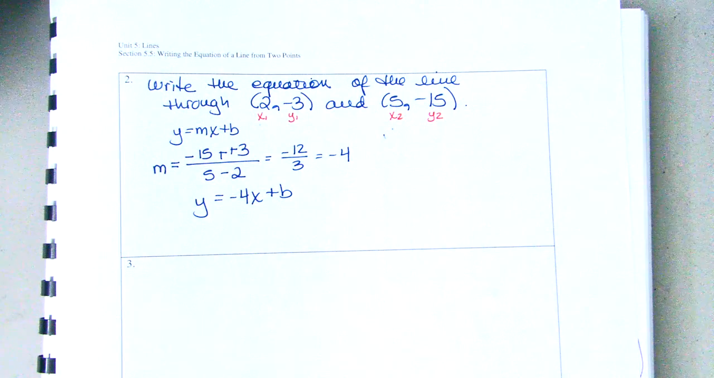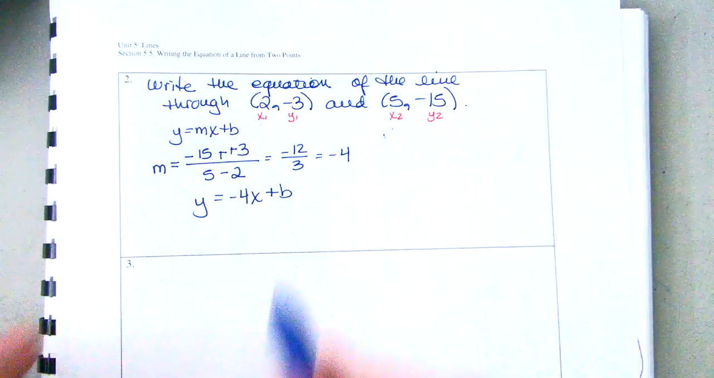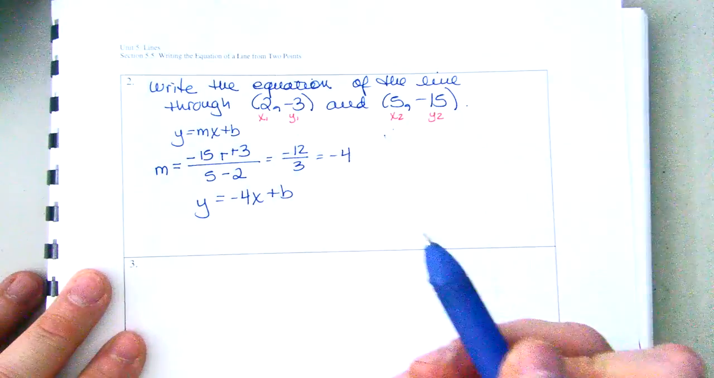Next, we need to plug in a point. Tyler, there's no wrong answer to this. Do you want to use 2, negative 3, or do you want to use 5, negative 15? Okay, so I said there was no wrong answer, but there's definitely a better answer. The better answer is 2, negative 3, just because the numbers are smaller. They each have one positive, one negative. If you use 5, negative 15, you'll still get it right, probably. As long as your math is good, you're going to get the same b value. Let's go with 2, negative 3, though, just because I think it's easier.